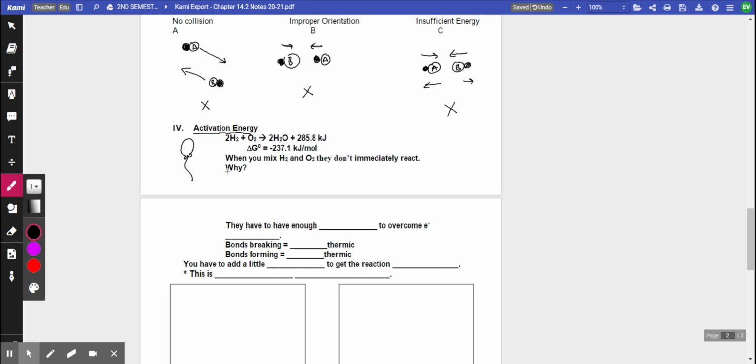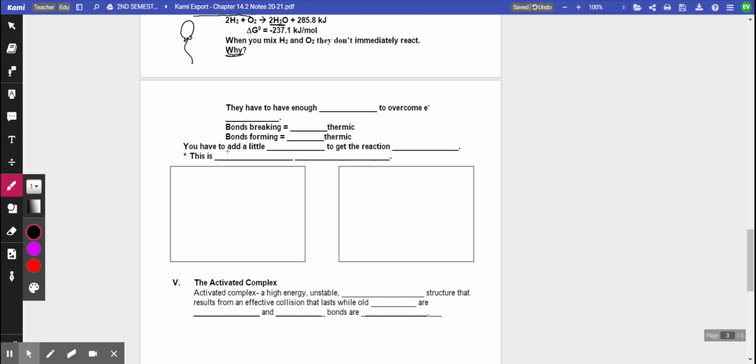So why is that? Why don't the little hydrogens and oxygens just come together and rearrange and make water? Water is much more stable. It's a lot lower energy. It's like rolling downhill. So why does it not do that spontaneously? If you guys saw in the last simulation, we had our reactants.